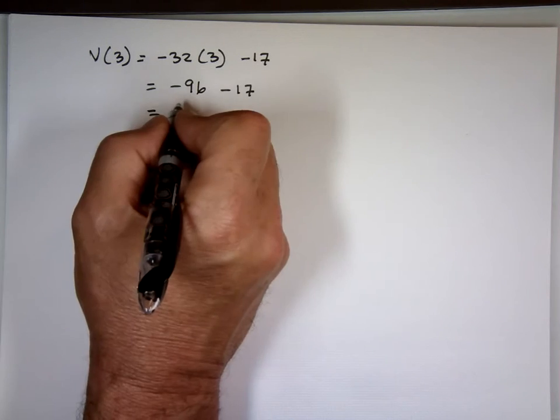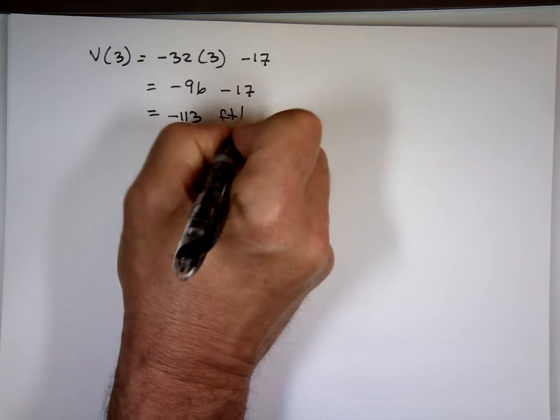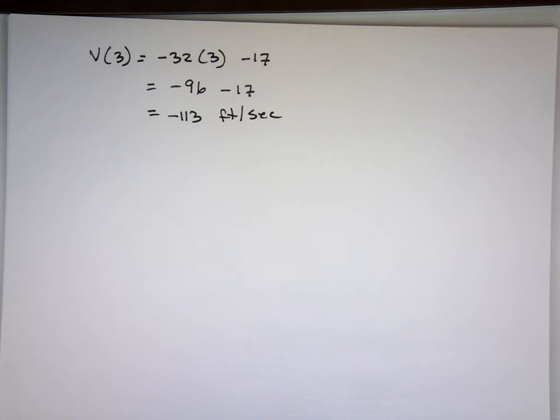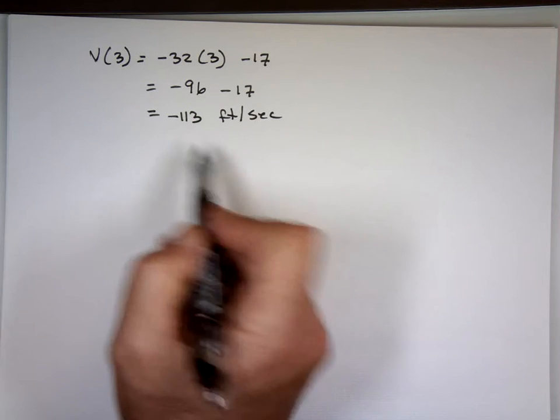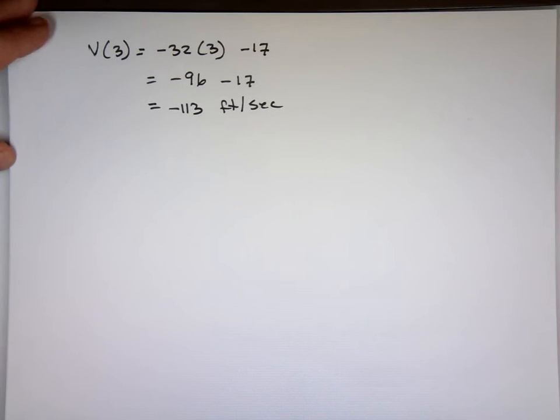Is that 113? I think. So the rock actually is falling. It's falling at a speed of negative 113 feet per second. Negative means it's coming down. So that was a trick.